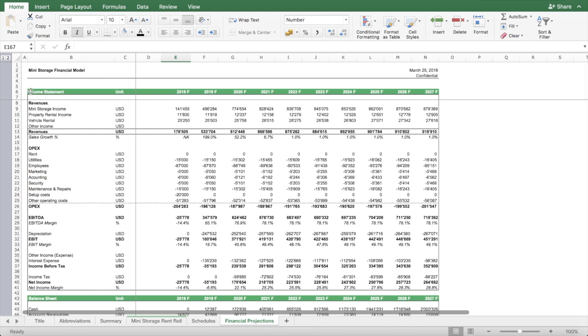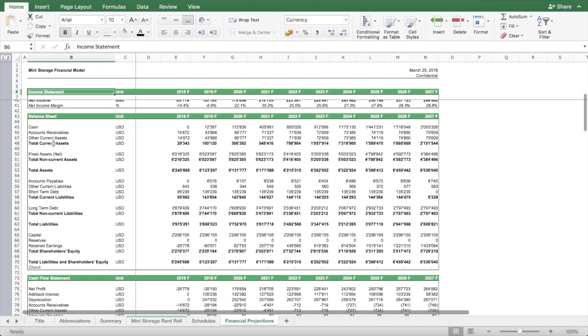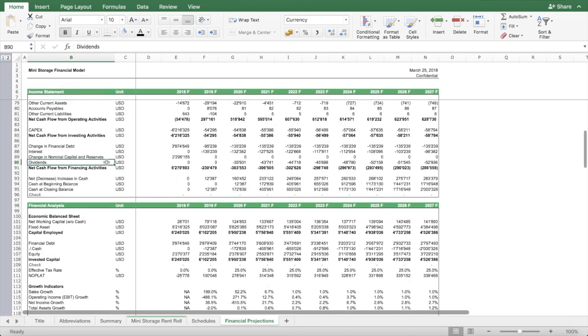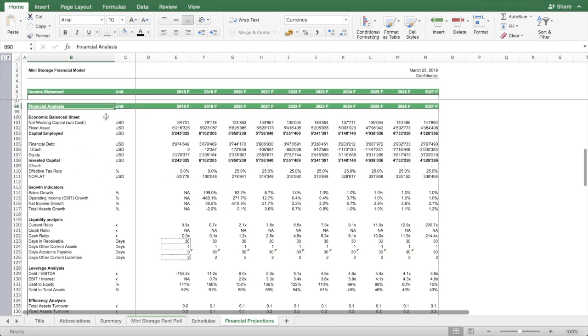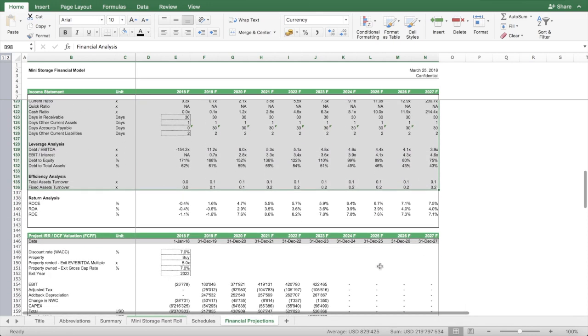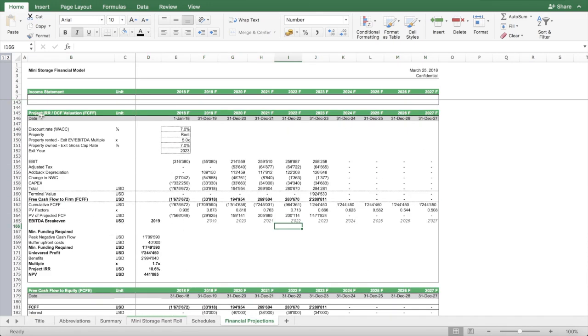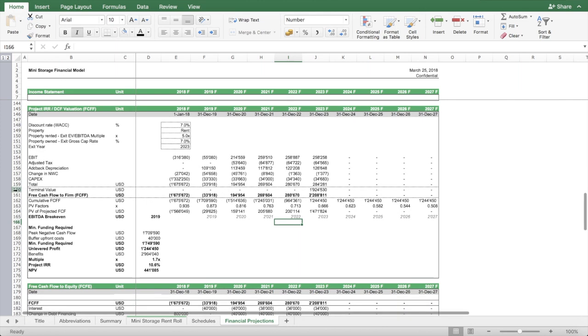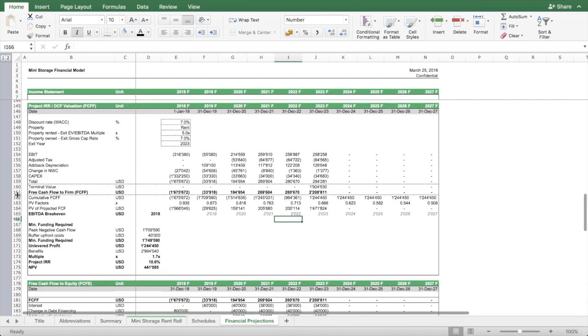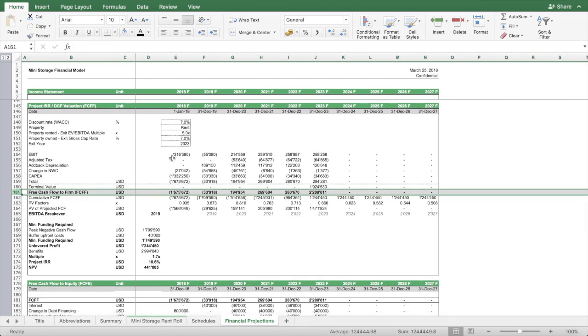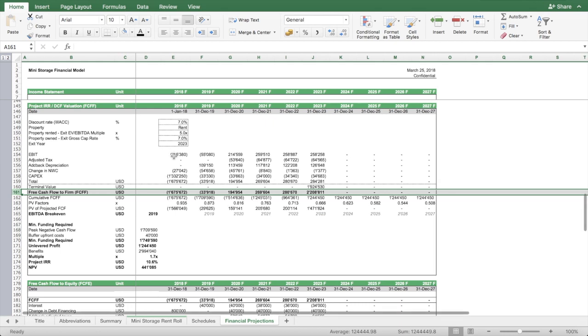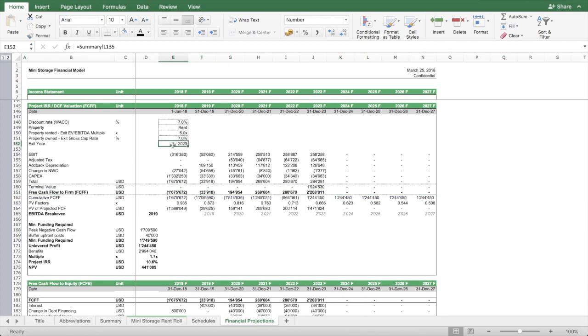It's a 3-statement model, meaning it has an income statement, a balance sheet, and a cash flow statement. Then there is also a schedule for the financial analysis. The next section is dedicated to the Project IRR DCF valuation. For this, you need to calculate the free cash flow to firm. This is done here over a period of about 5 to 6 years, depending on the exit year you choose. This determines how many years are included.